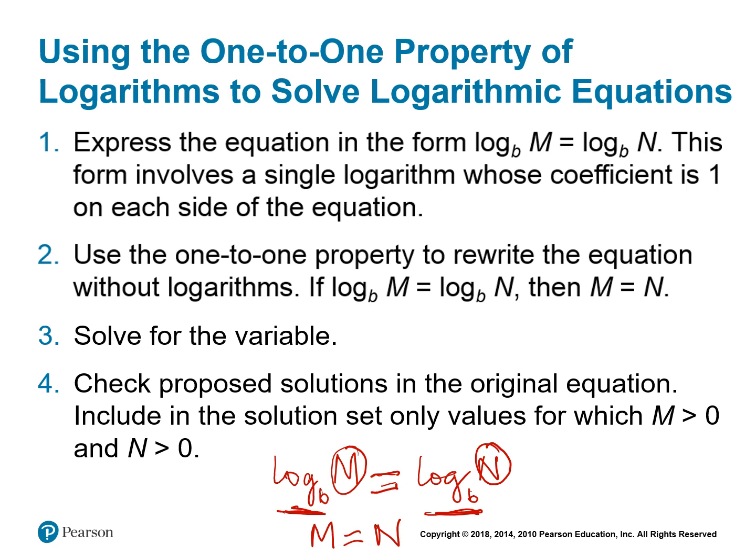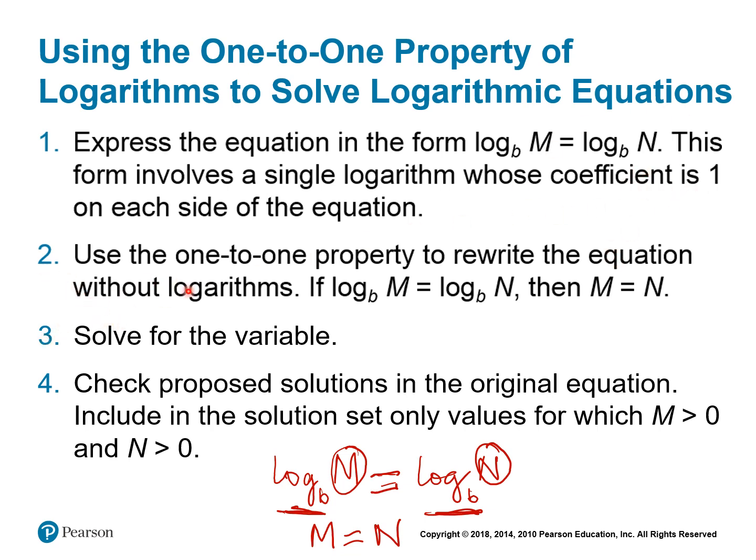So let's just read through the steps here. It says step 1, express the equation in the form log base b of m equals log base b of n. And it must be written with the coefficient of 1. All right, this form involves a single logarithm whose coefficient is 1 on each side of the equation. So we cannot have a 4 of log base 10 of something. All right, that 4 should not exist. The coefficient should be a 1 of the log.